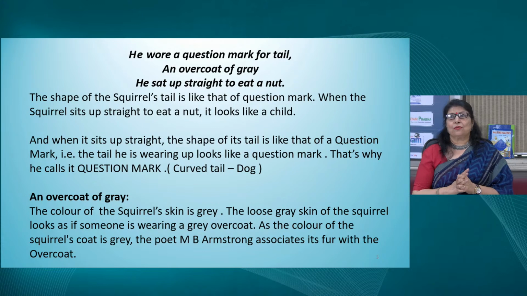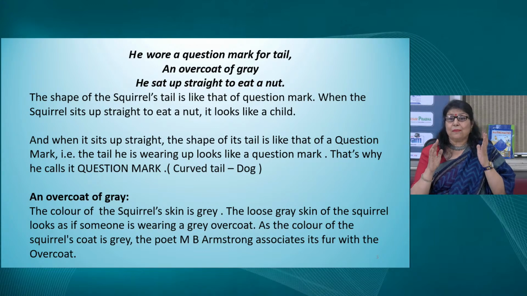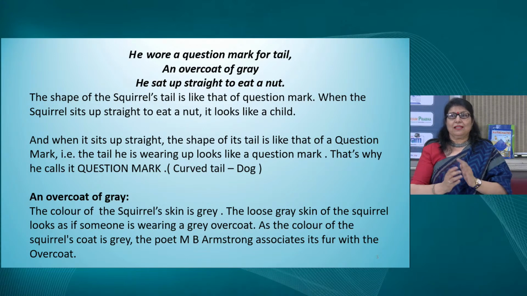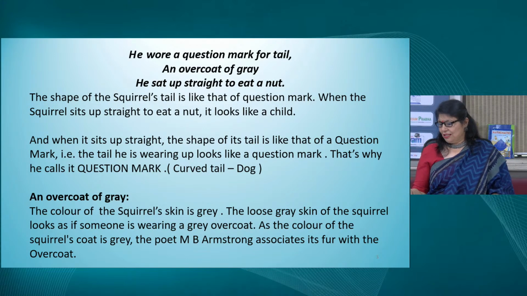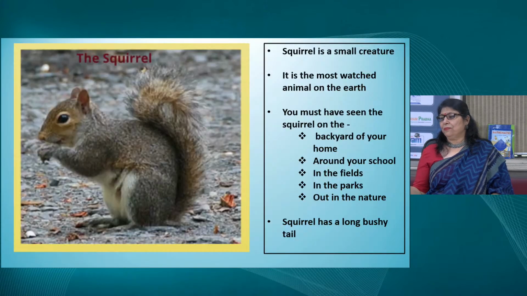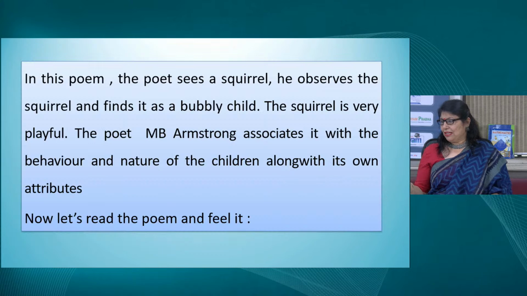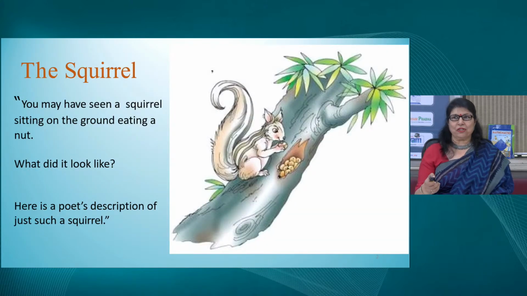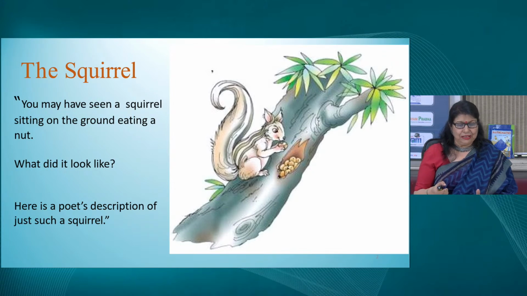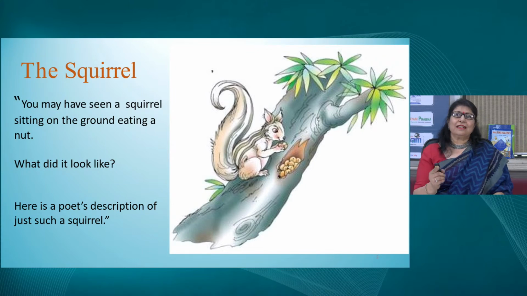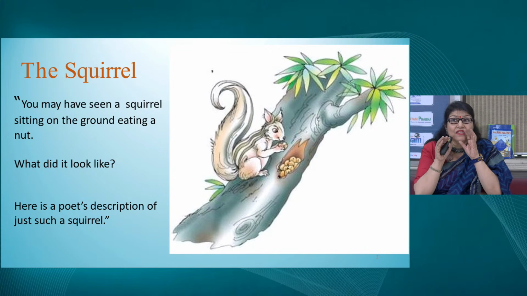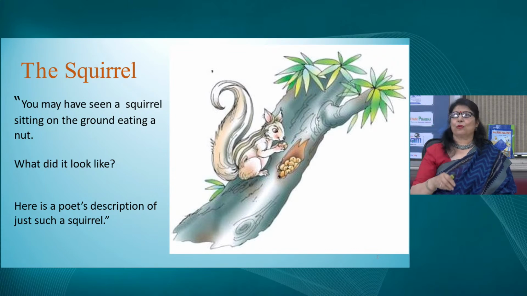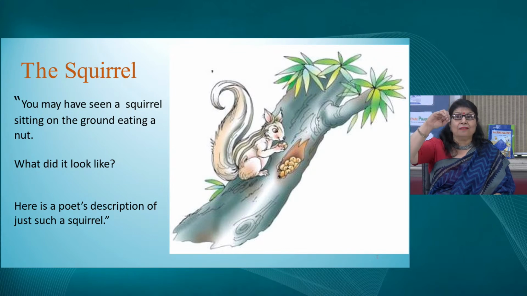He sat up straight to eat a nut. So now, what is the poet trying to tell? That the squirrel sits up straight and it enjoys the nut. Just now I have shown you the picture of the squirrel. It's sitting up straight in the picture. The picture is in your textbook as well, and it is enjoying the nut, isn't it? And when it sits straight, its tail seems to be adjusted in such a way that it looks like a question mark. The tip is curved. It has a curve on the tip, isn't it? It looks like a question mark.